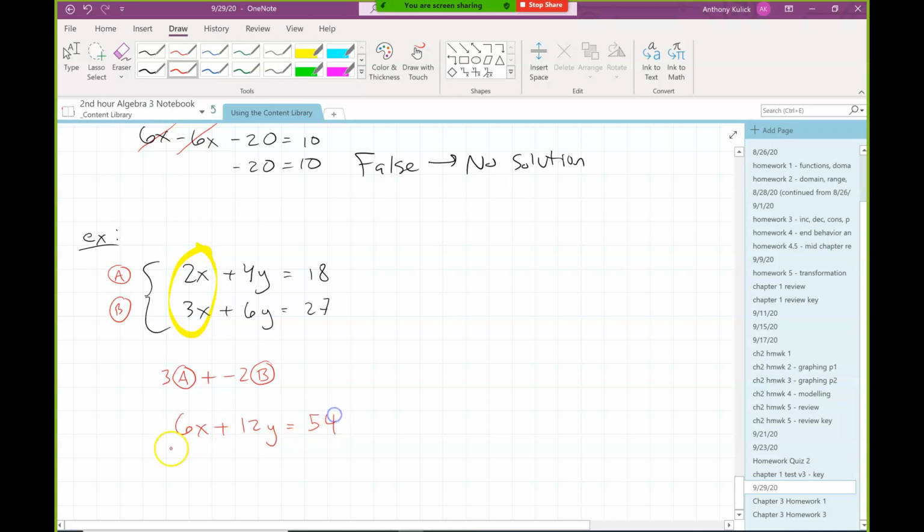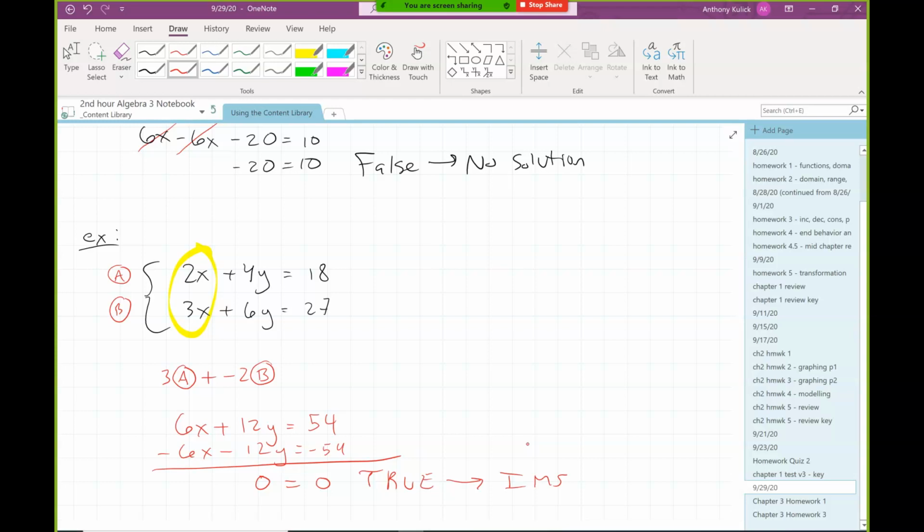54, and then -6x minus 20. And we're left with 0 is equal to 0. This is a true statement. If we're left with something like 0 equals 0, or 10 equals 10, or 7 equals 7, that tells us there's infinitely many solutions.